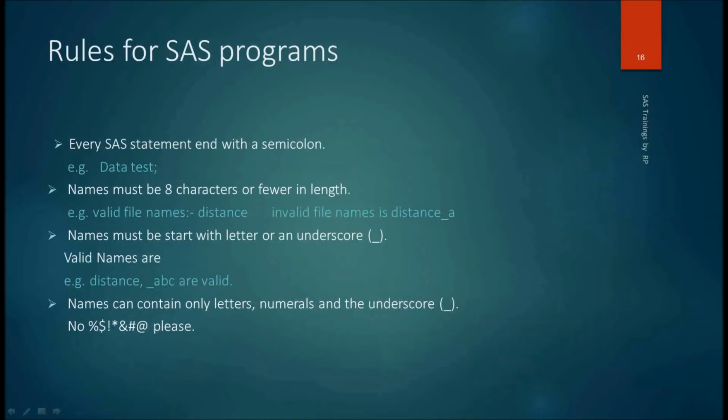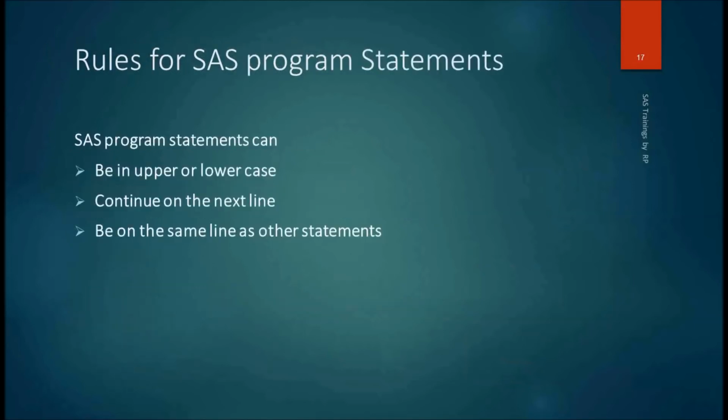Rules for a SAS program. Every SAS statement should end with a semicolon, and a name must be 8 characters or fewer in length. Some of the names in SAS, like file name, reference, or format and informat, should be within 8 characters. A name should start with a letter or underscore, so you cannot start your variable name or format or informat name with a number or special character. A name can contain only letters, numbers and underscores, but no special characters are allowed in SAS names.